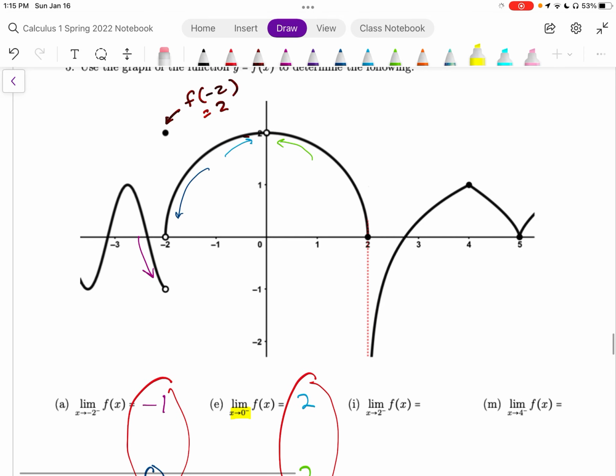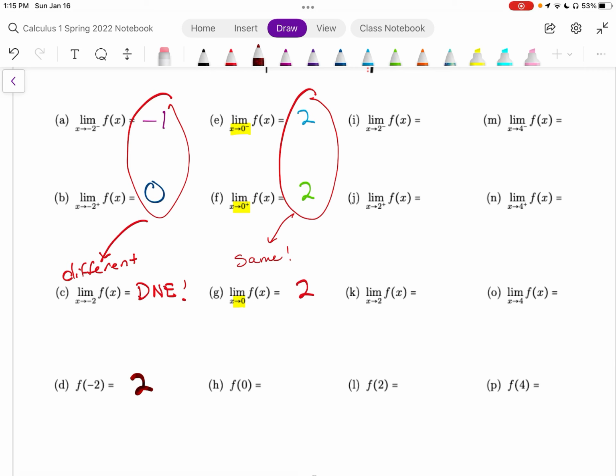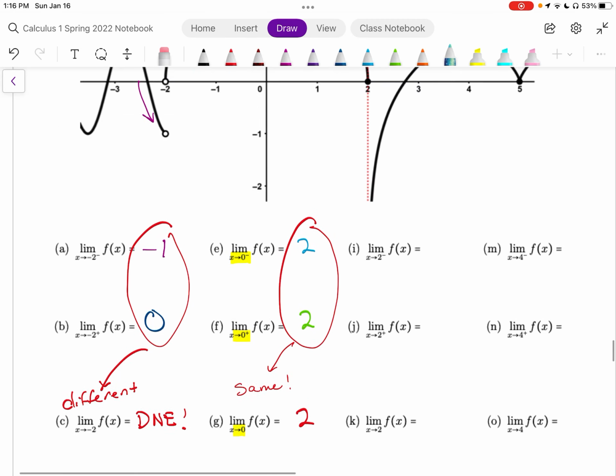All right, so what is f of 0? Well, is there any value anywhere where I would plug it in and get an output at 0? There's none. There's a hole. There's no points anywhere at x equals 0. So I'm going to say that this one does not exist.